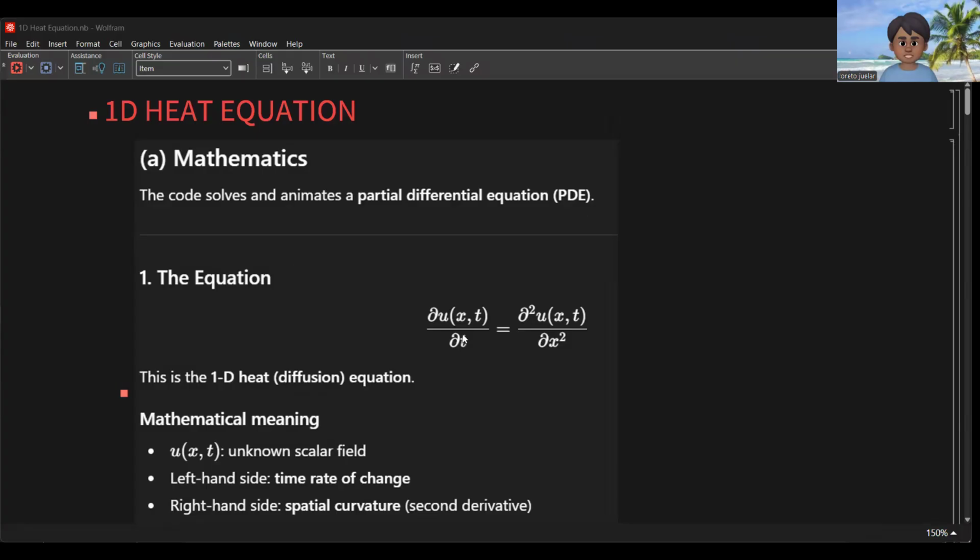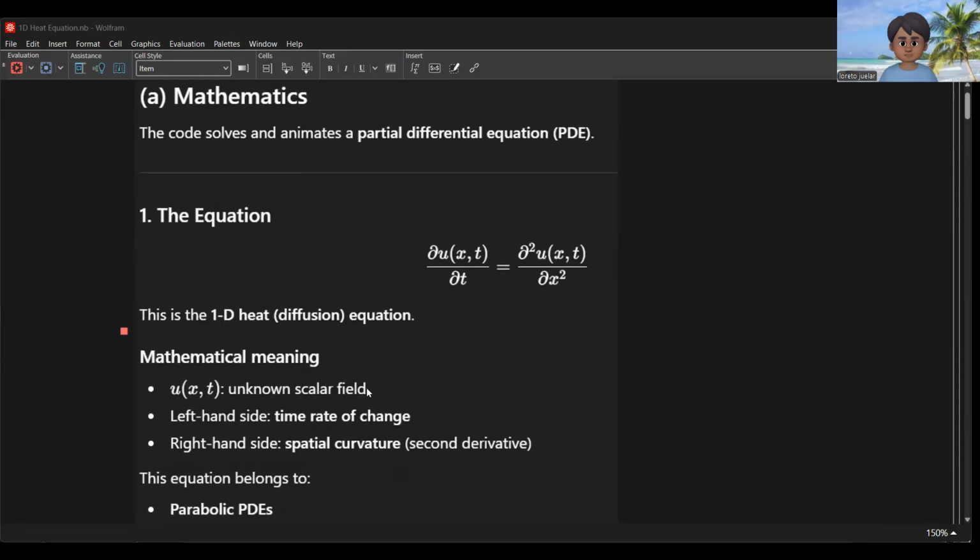So the equation here is the partial of u with respect to time. U here is a function of x and time. So this is equal to the second partial of u with respect to x. So this is the 1D heat diffusion equation.